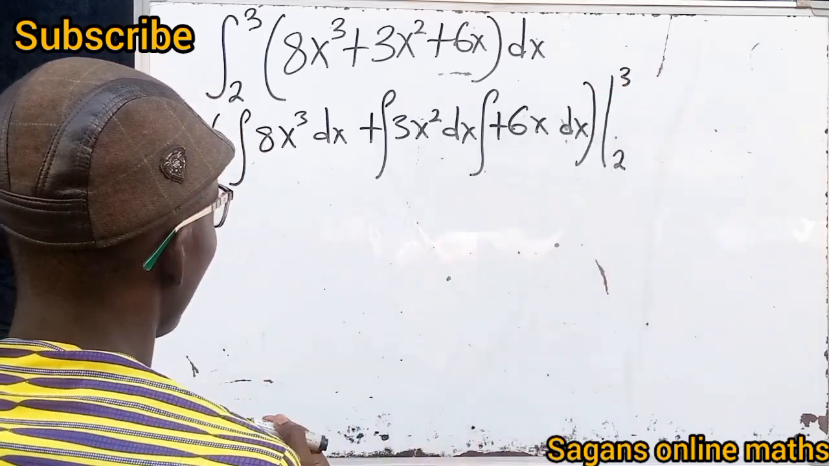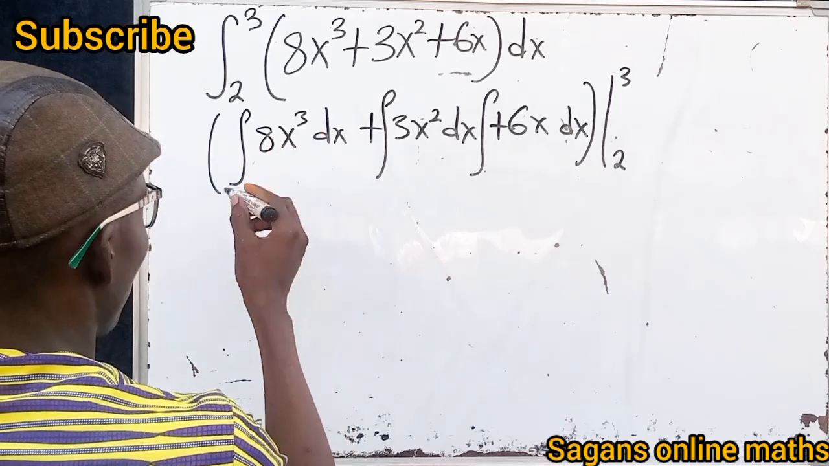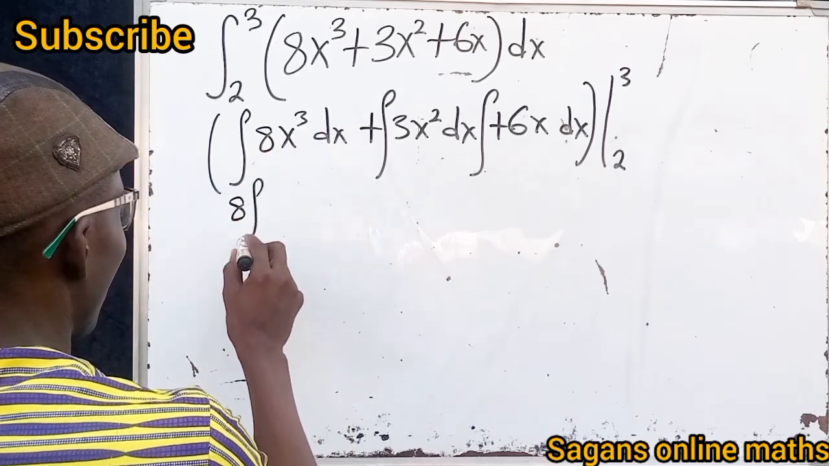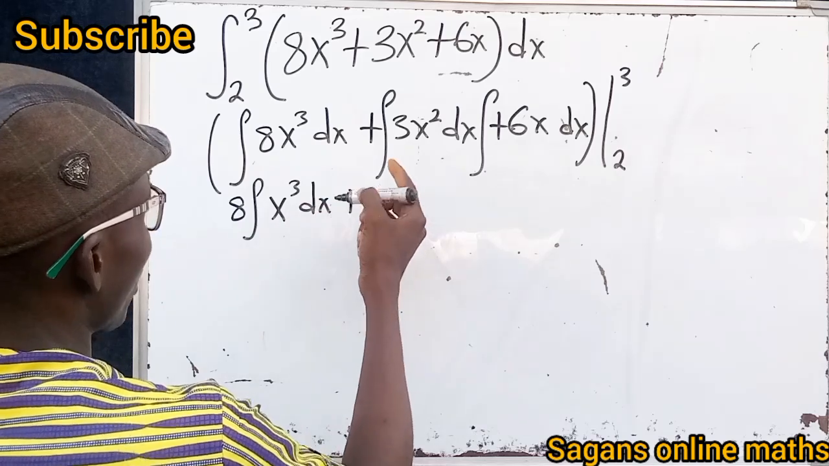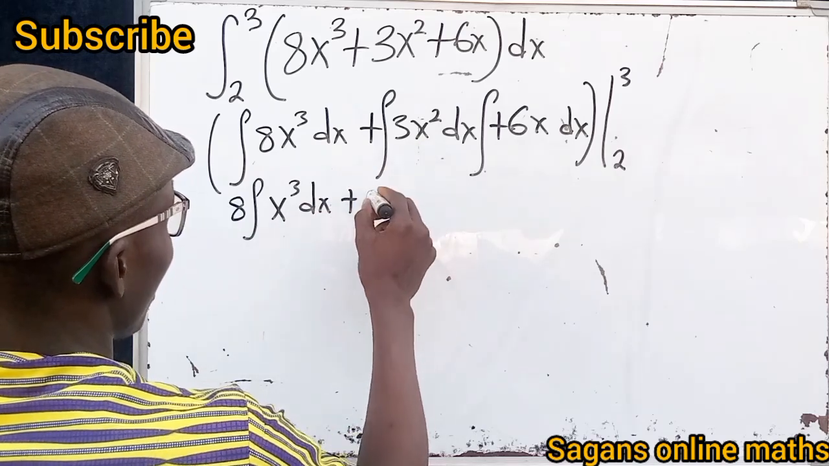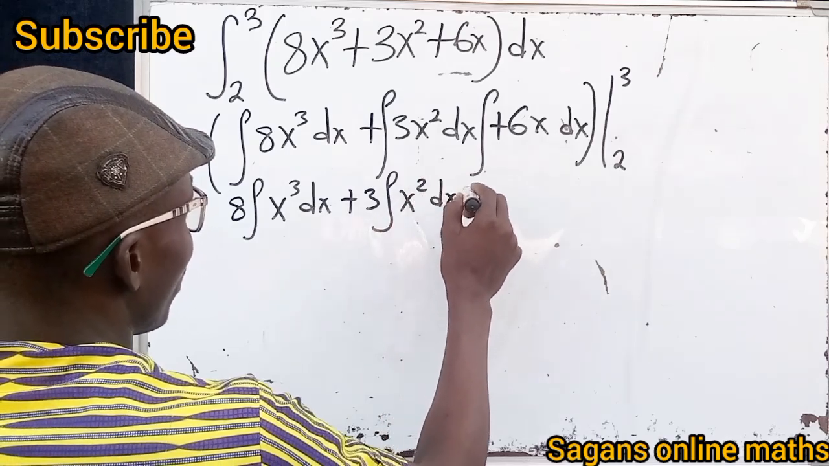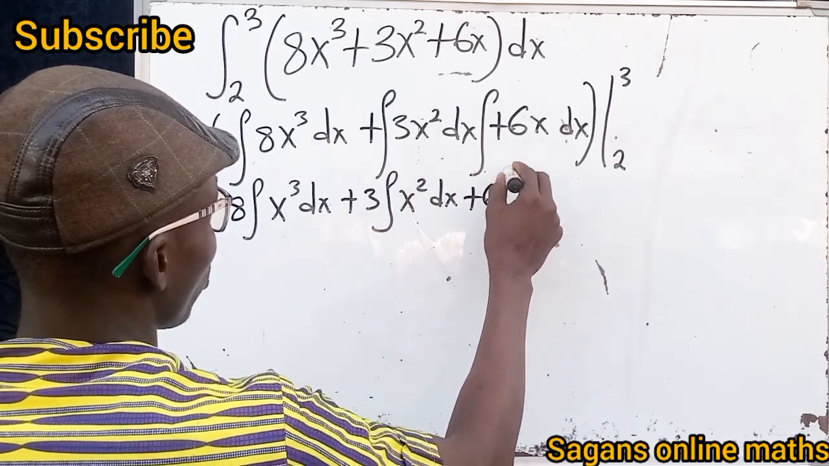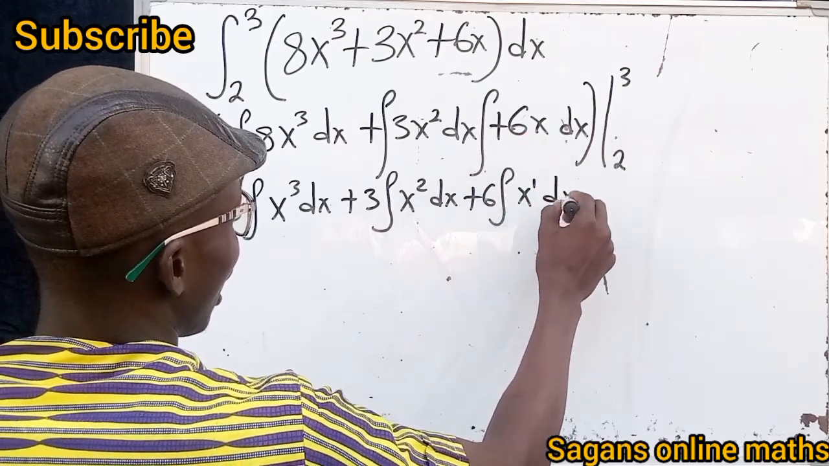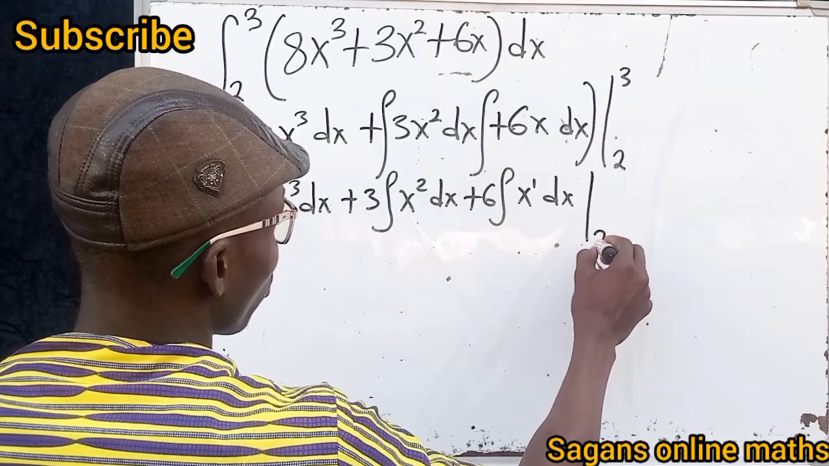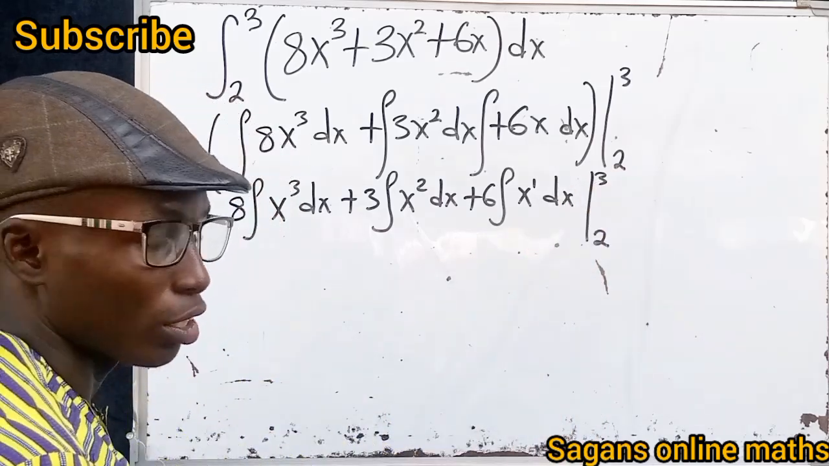Now let's isolate the coefficient of x to the power of 3, which is 8. We have 8 times the integral of x to the power of 3 dx, plus 3 times the integral of x squared dx, plus 6 times the integral of x, which is x to the power of 1, dx. And don't forget that our boundary is from 2 to 3, from lower limit to upper limit. Wow, this is very simple and interesting.